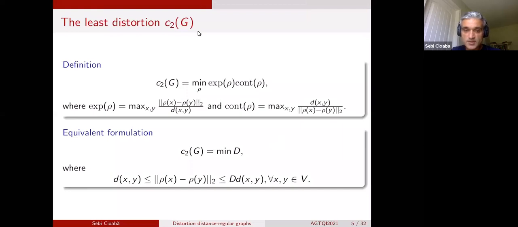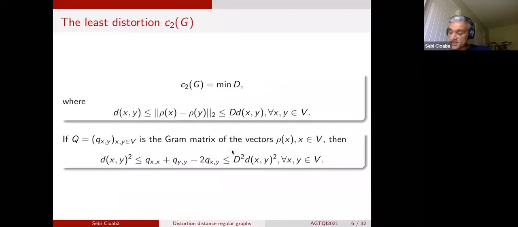Let me see, there's something in the chat. Yeah, I'm using the L2 norm. There's a 2 here. You can talk about c_p, which uses the L_p norm, and people study those as well. But here I'm just going to use the L2 norm. Thank you for the question.